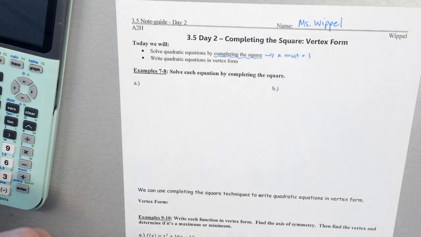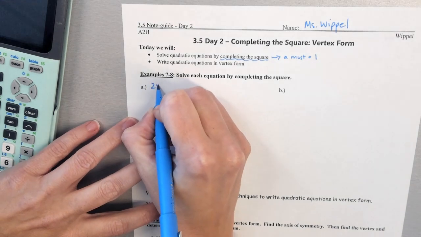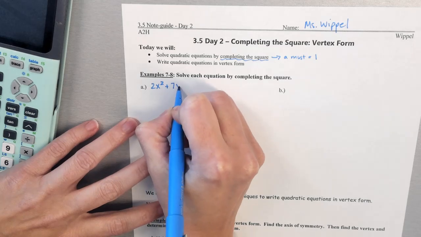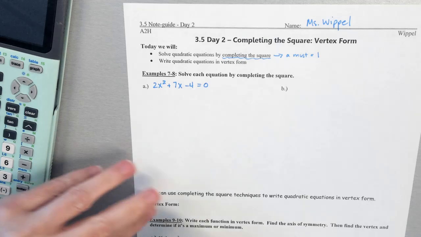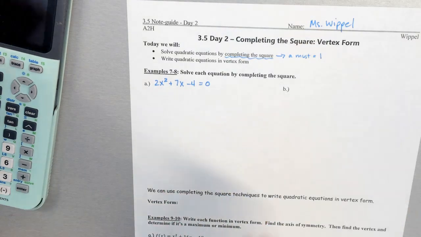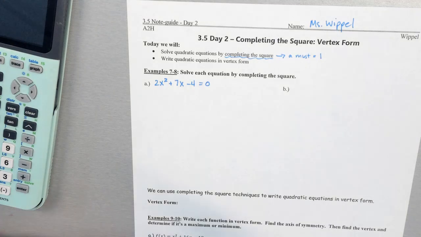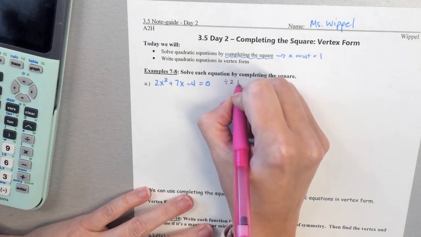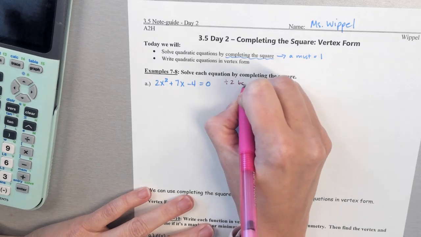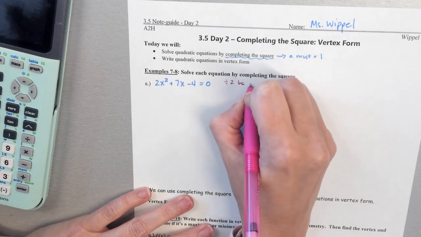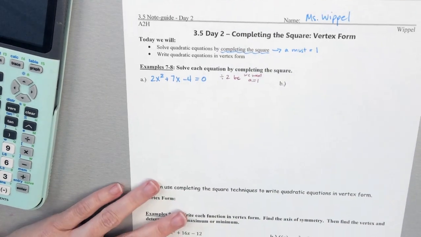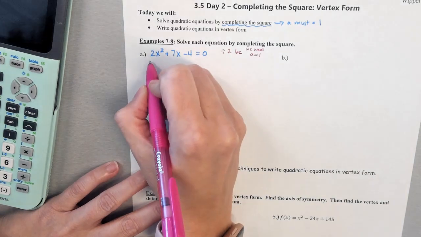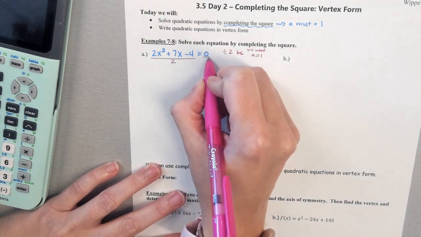Okay, so if your a value is not 1, what should you be doing? Yup, you're going to divide by the a value. Okay, so for a, our a value is 2, which means you are going to have to divide everything by 2. Okay, so we're going to divide by 2 because we want our a value to be 1. So you can do that first or you can do that second.